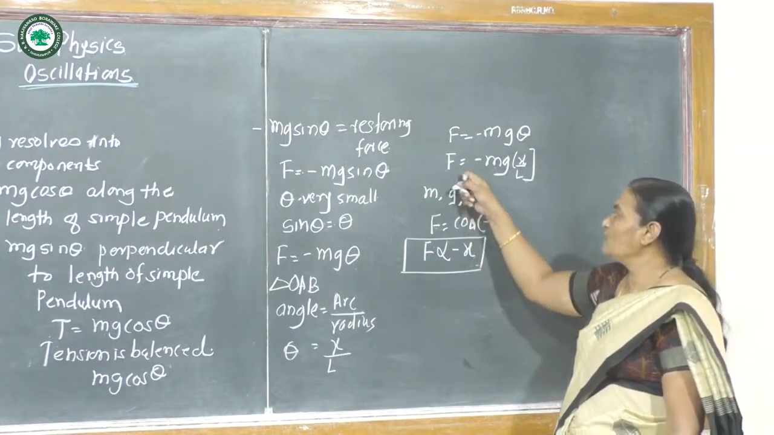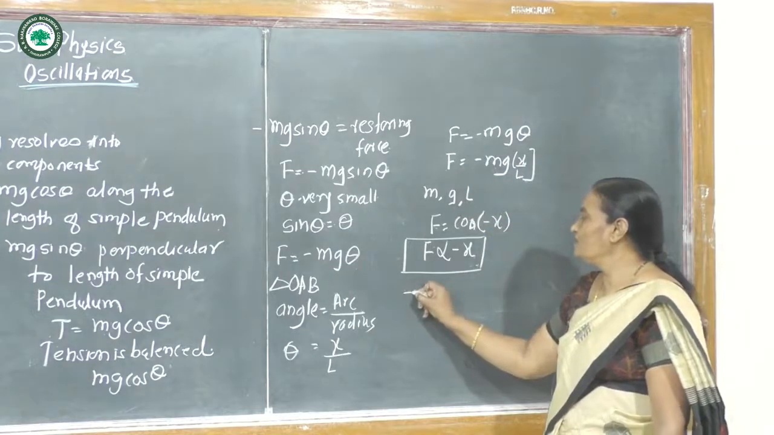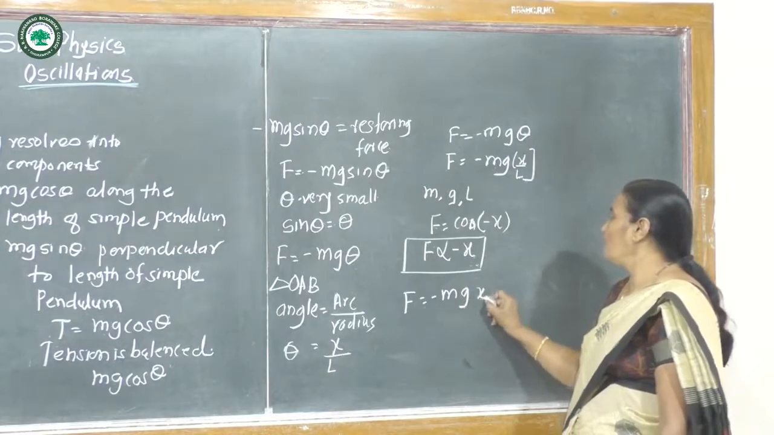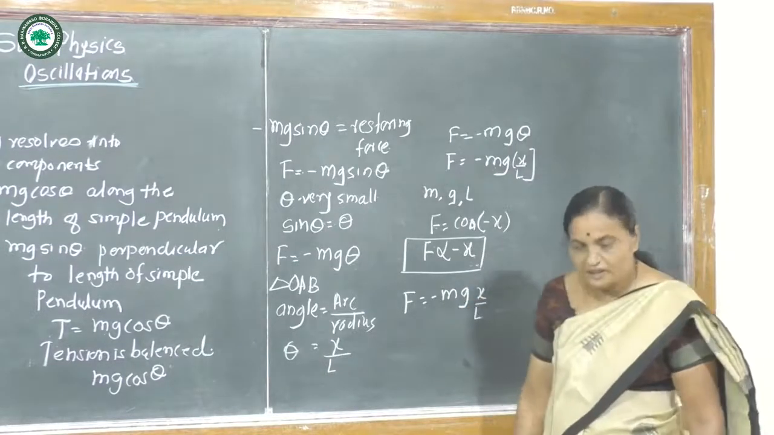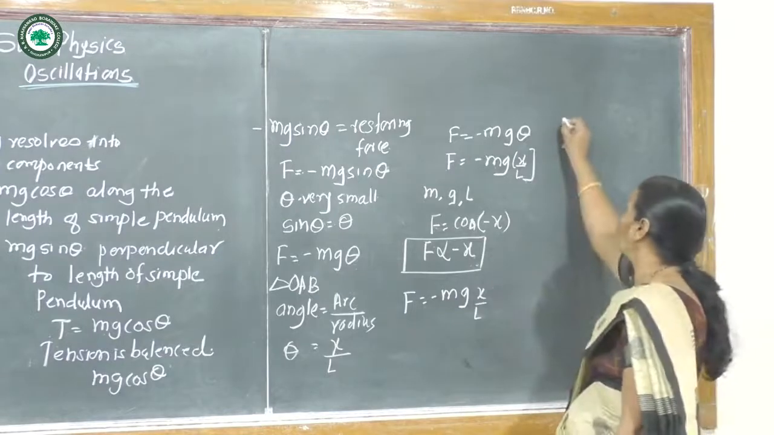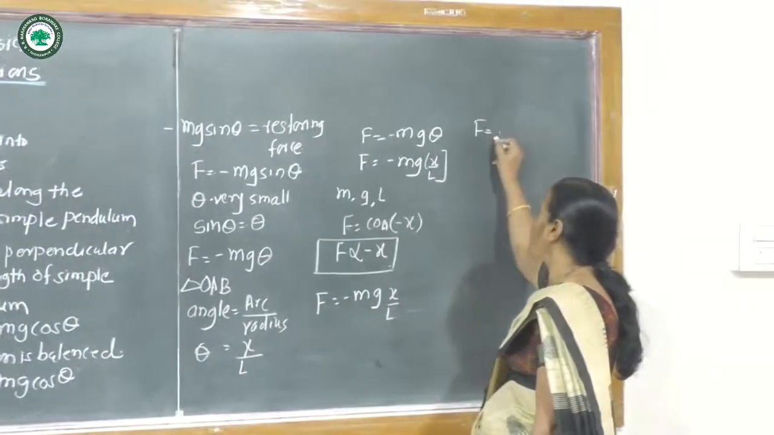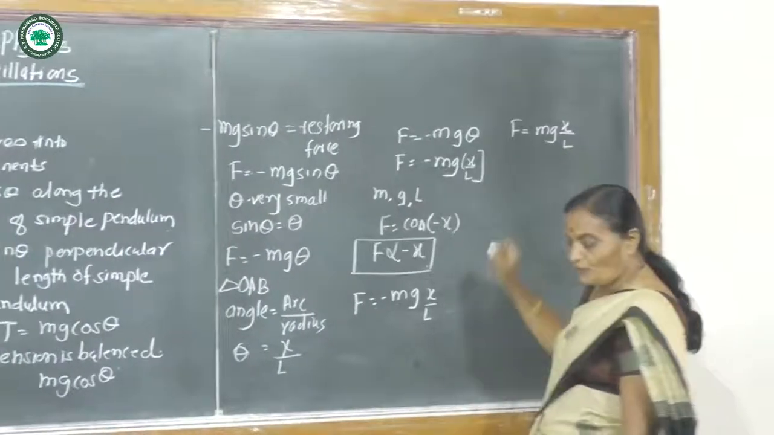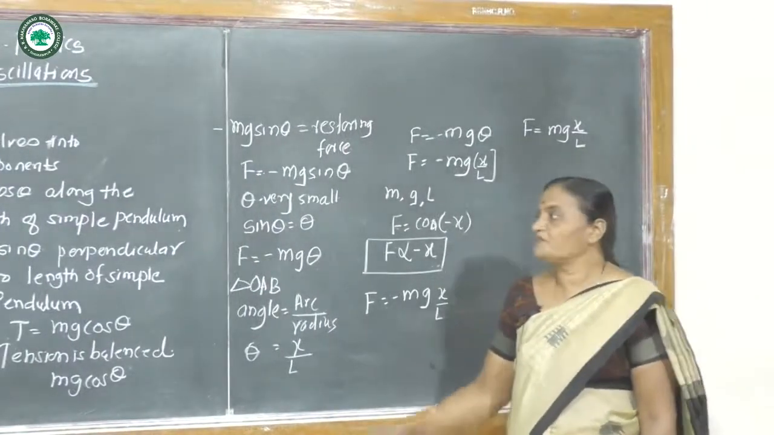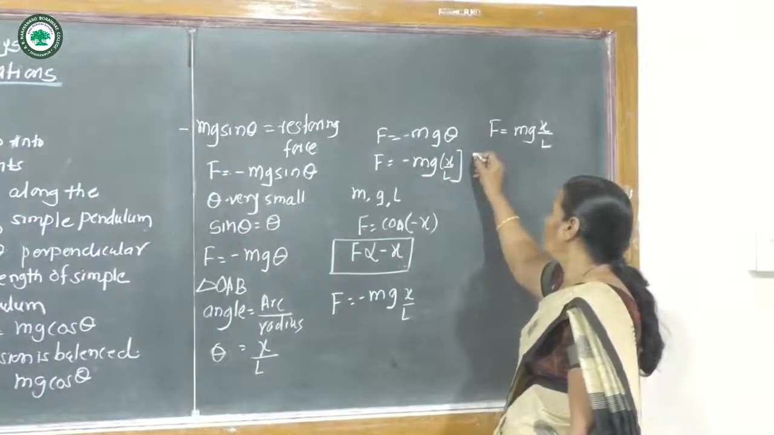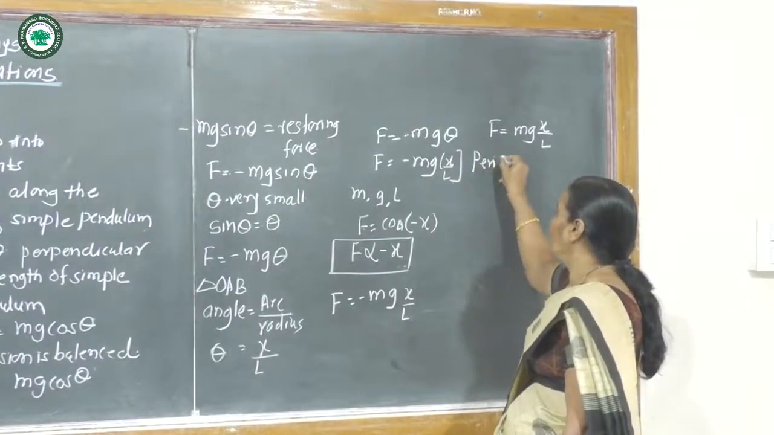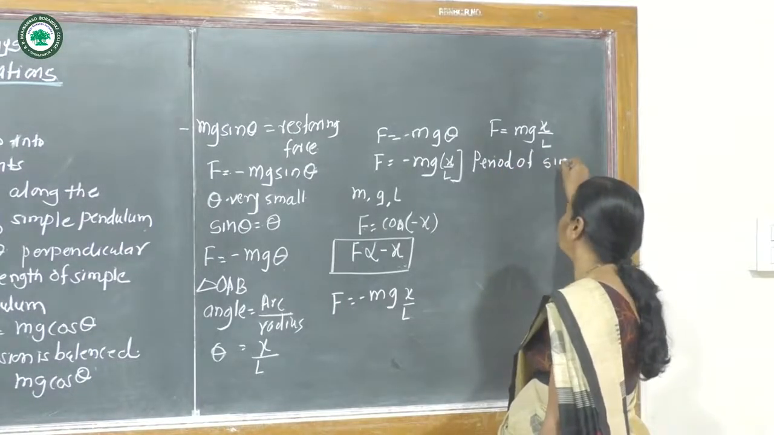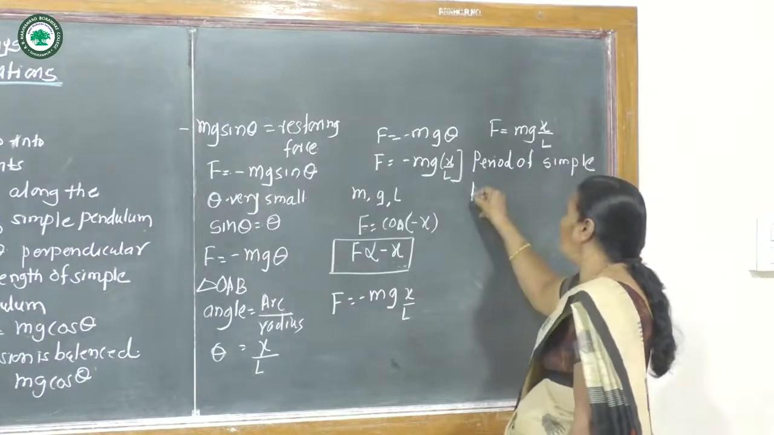Now consider this expression again: F is equal to minus mg x divided by L. Now we consider the magnitude, that is, the magnitude of the force is equal to mg x divided by L. Now we find the period of a simple pendulum.